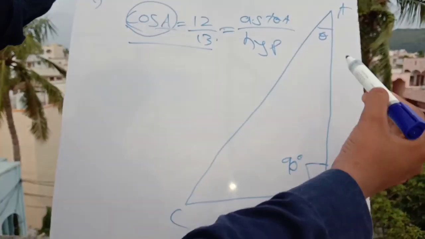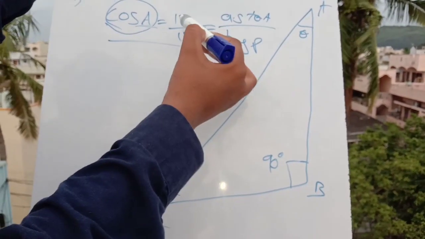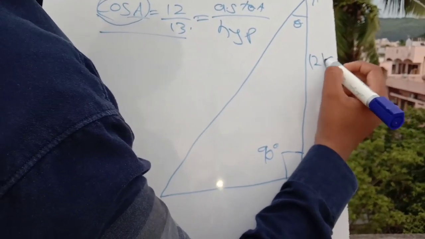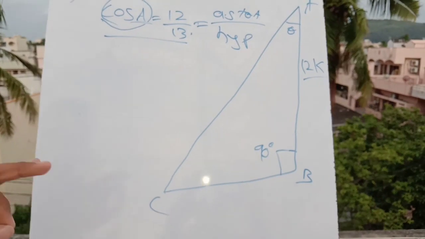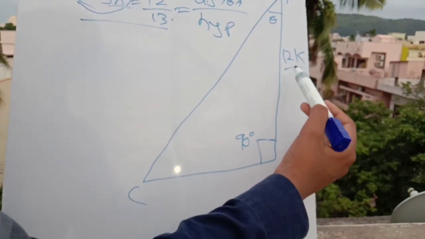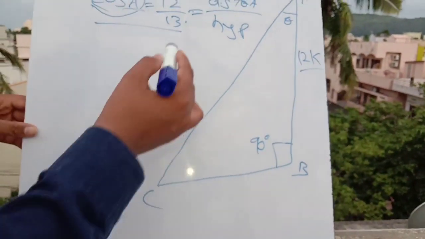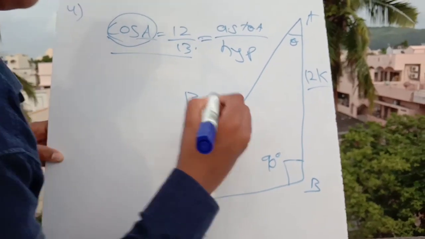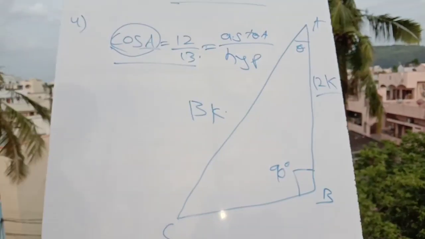So definitely this side should be in the ratio of 12. So let it be 12K. Here we are writing K because the examiner has to understand that we have understood it as a ratio but not the centimeters. And here the hypotenuse we are going to write as 13K. Okay, this is 12K and this is 13K.